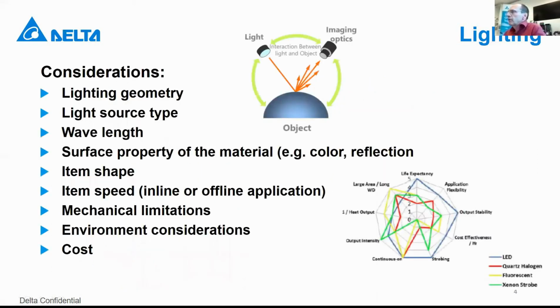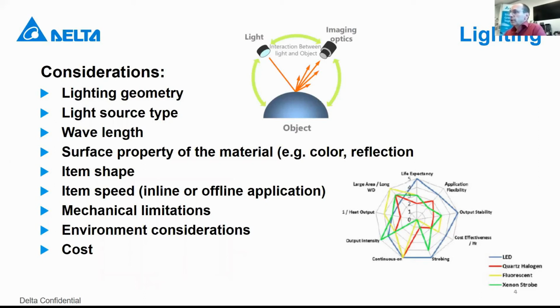Okay, what do you have to look for when you have to choose a light? Of course, first of all, you need to check the light source itself. What kind of light do you need? Do you need indirect light? Do you need backlight or whatever? Also the wavelength: depending on what kind of product you have, you can play with the wavelength of your lighting, and in combination with filtering, you can have the best detection in that case.